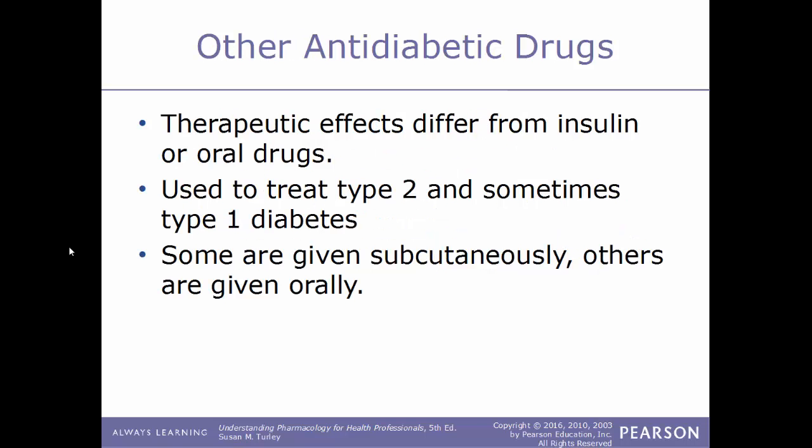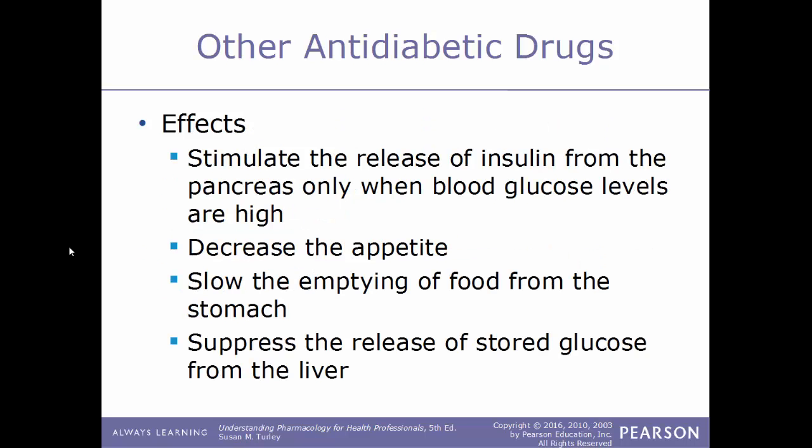All right, now we'll talk about some other antidiabetic drugs. Now, the therapeutic effects of these will differ from insulin or oral drugs. And these are used to treat type 2 diabetes mellitus and sometimes type 1. Some of these are given subcutaneously and others are given orally. Now these will have various effects on the body. They can stimulate the release of insulin from the pancreas only when blood glucose levels are high. They can decrease the appetite. They can slow the emptying of the food from the stomach.